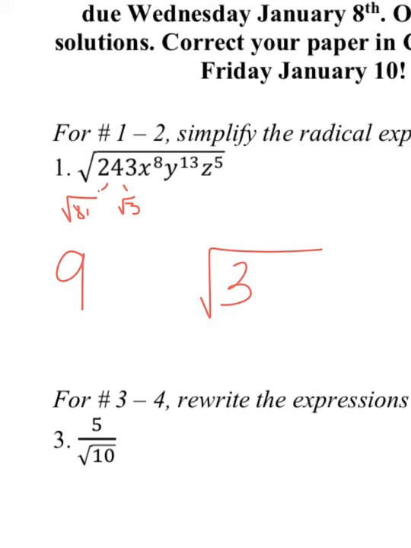Leave some room for your letters. This is a square root, so this number here is a 2. 2 goes into 8 4 times, no remainder, so no x in the radical. 2 goes into 13 6 times with a remainder of 1. And then 2 goes into 5 for z, twice, not 4 times, twice with a remainder of 1.